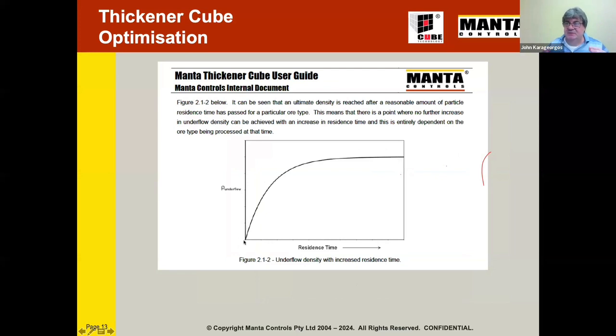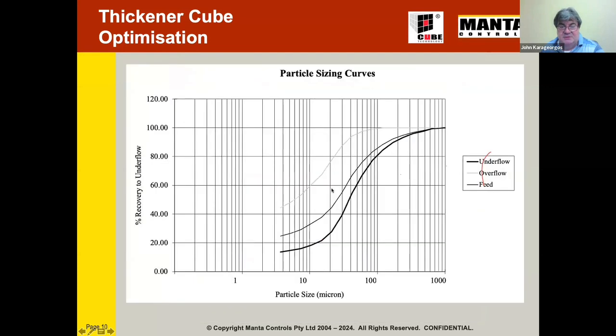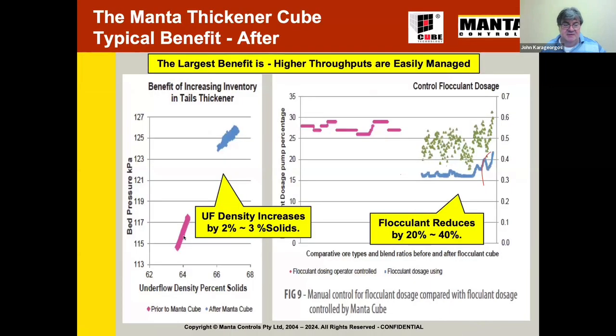What you're trying to do is leave the solids in the thickener for as long as possible, because that's where you're getting compaction and residence time. As it compacts, the density increases until it reaches ultimate density. If you're sitting here because of throughput and you start to push tons, you're going to come down this curve. If I go back to this one, you can see that we're actually moving up the curve.